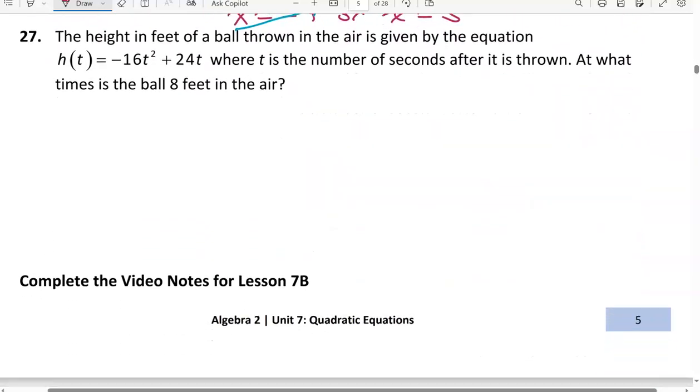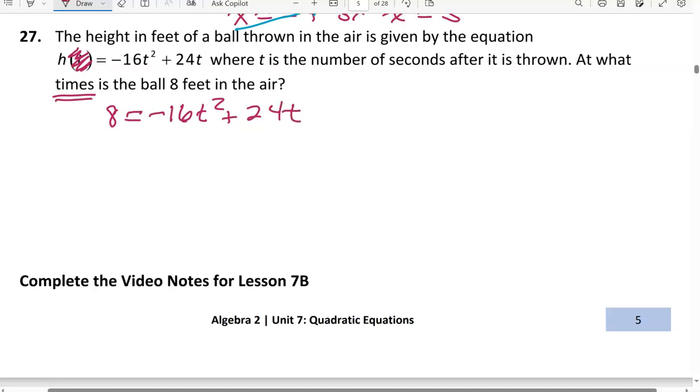In 27, we have a height function. The height in feet of a ball thrown in the air is given by the equation h of t is equal to negative 16t squared plus 24t. At what times, notice there are two solutions here, is the ball 8 feet in the air? So if you want, you can just scratch out the of t and just treat it as h as a separate variable. h represents height. And so we want to know when is the height 8. So I'm going to replace h with 8 and then solve for t.